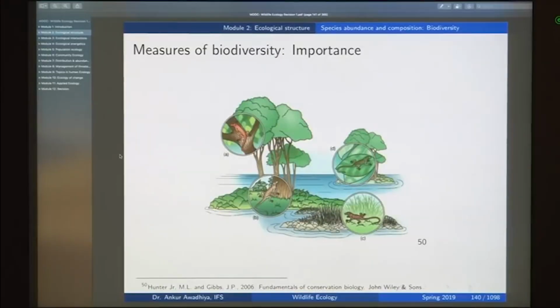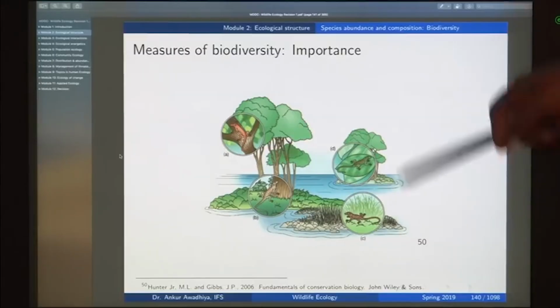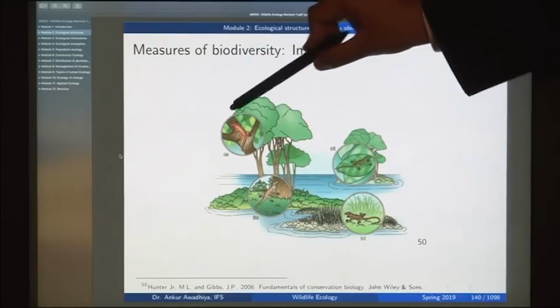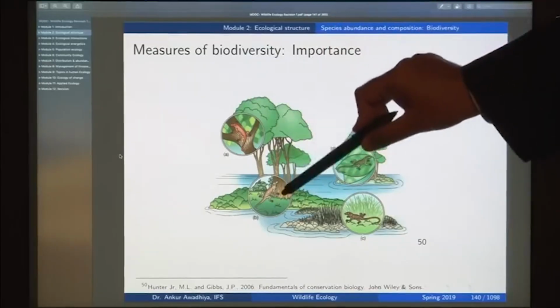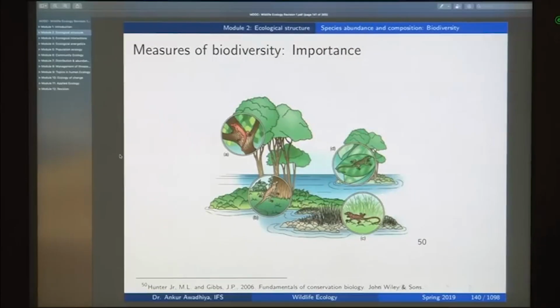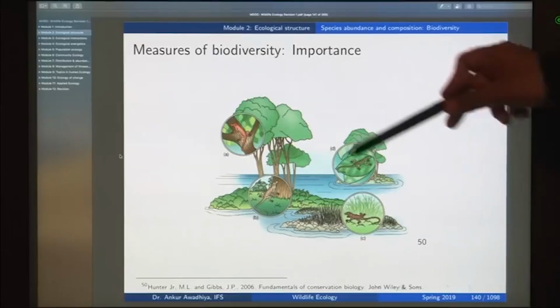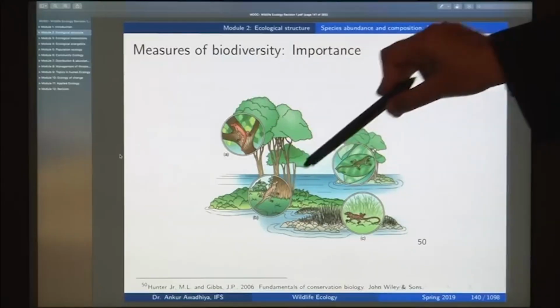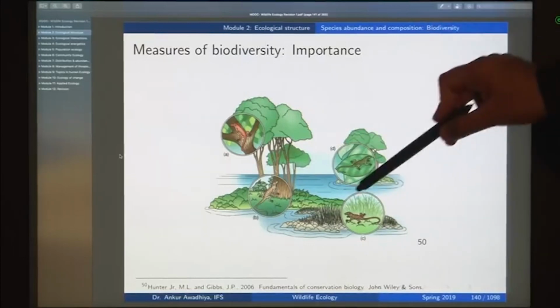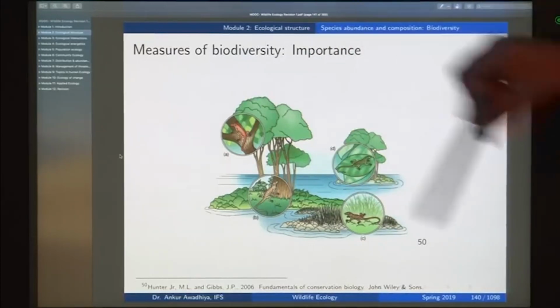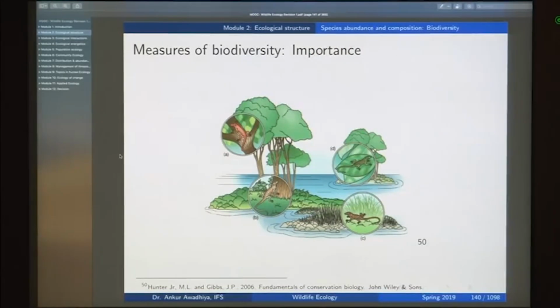So, in this case we talked about alpha. We took this example of lizards. In this case the alpha biodiversity in this particular ecosystem is 2, here it is 1. If you look at the beta biodiversity, here you have 2 species that are not found in this ecosystem, here you have 1 species that is not found in this ecosystem.